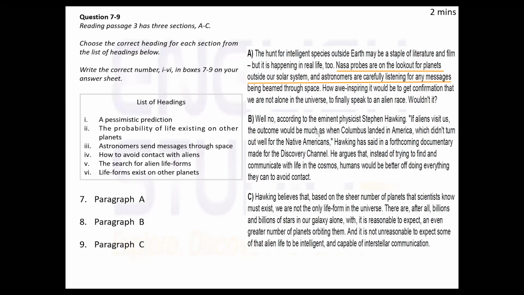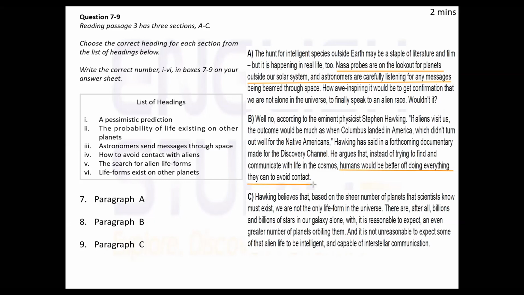Mr. Novel sudah. Mr. Rafdi? Yes. Could you please explain your answer for paragraph B, number 8? For number 8, my answer is heading number 4, how to avoid contact with aliens. Actually, because I see the last sentence in the paragraph: humans would be better off doing everything they can to avoid contact. Here, right? Yeah.